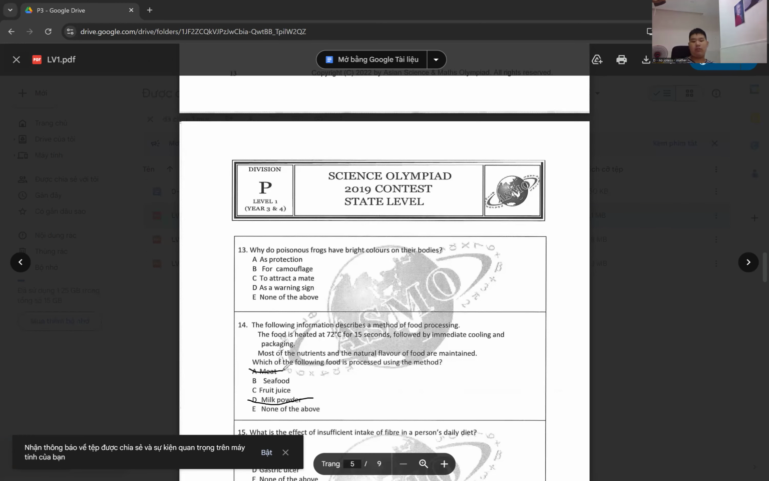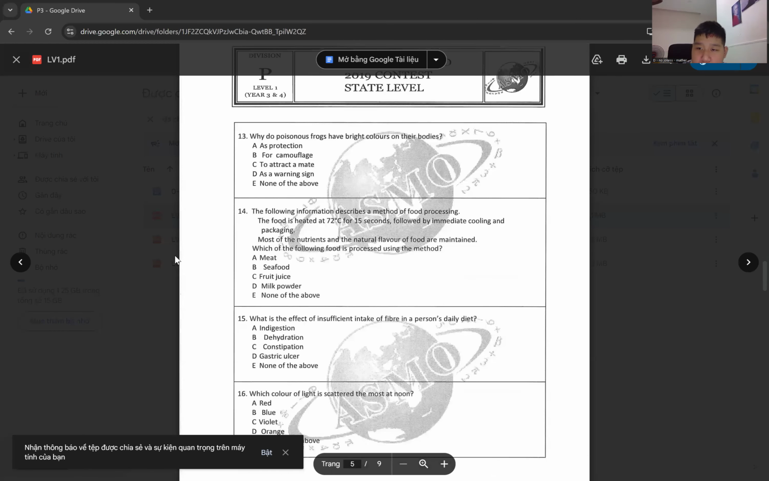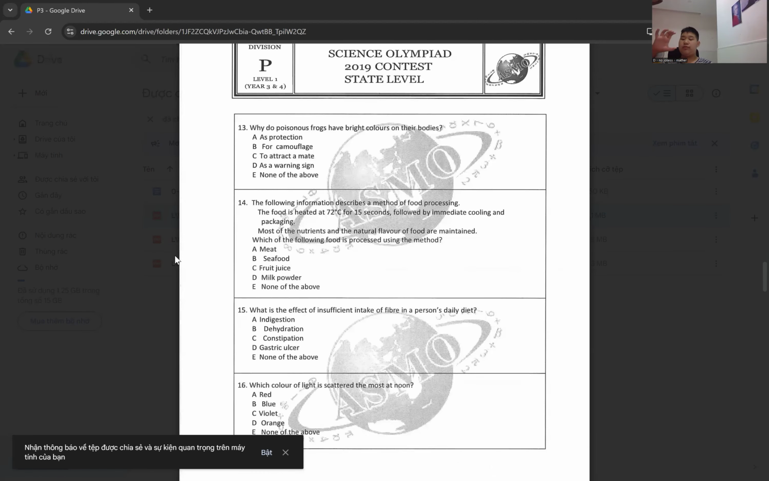You heat meat to 72 degrees Celsius for 15 seconds and then let it cool down. Seafood also follows the same rule. Therefore, it's the same with fruit juice. Fruit juice is heated to 72 degrees Celsius for 15 seconds, then cooled down and packaged. So that's where your instant vanilla milk or fruit juices that you drink from the carton come from.